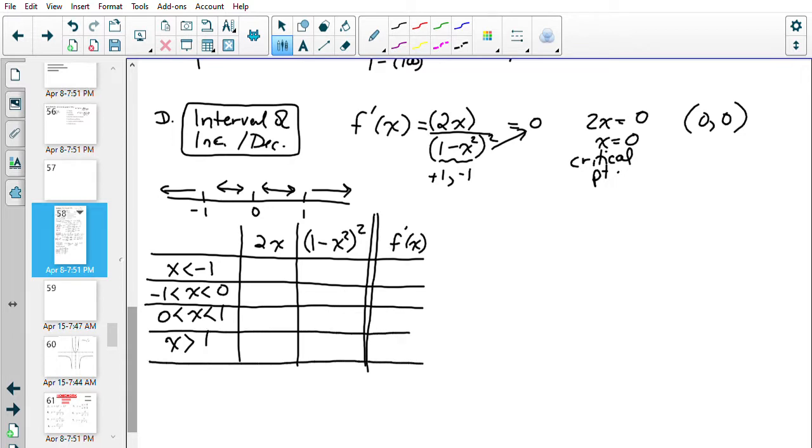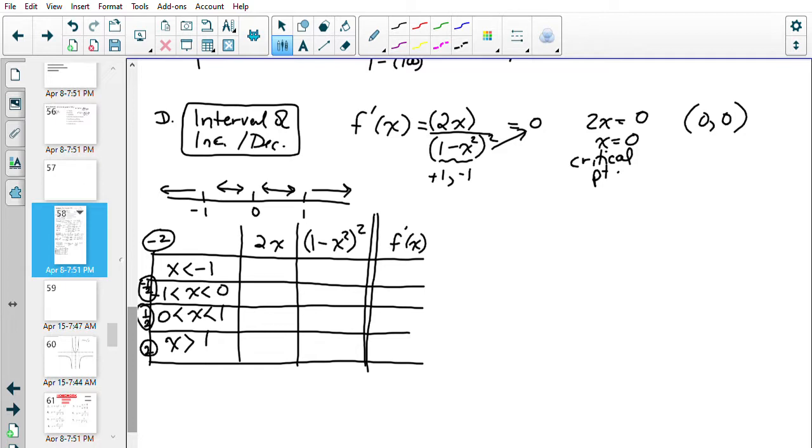Okay, so thinking of numbers that you would plug in to test, a number less than -1, a number like -2 is a great number to choose. Between -1 and 0, we'll plug in maybe -0.5. Here we'll plug in 1/2, and here I'll plug in 2. Those are the numbers that I'll plug into my derivative here to see if it's positive or negative.